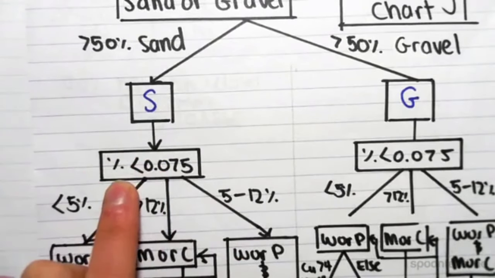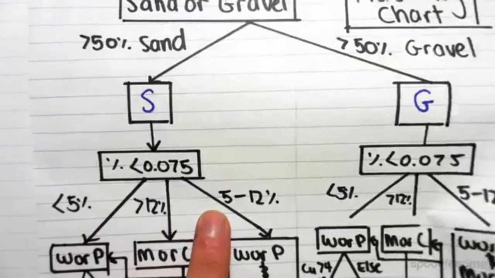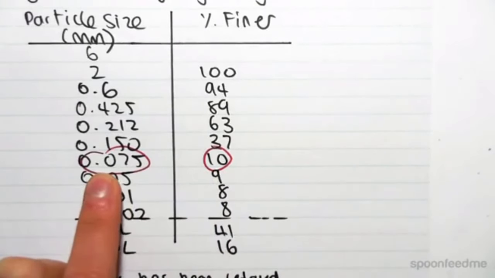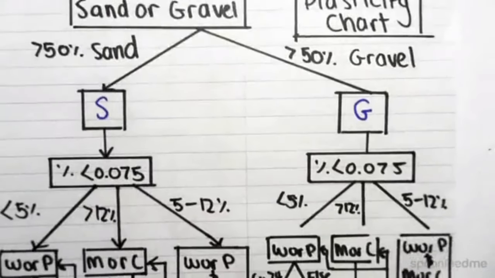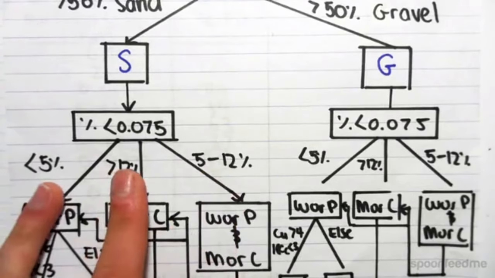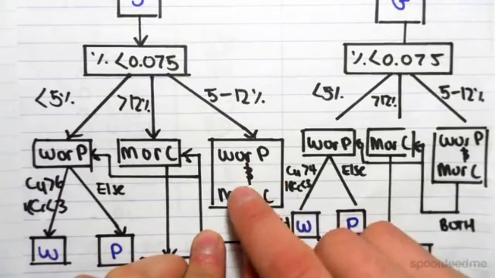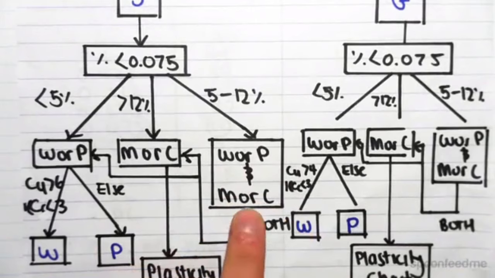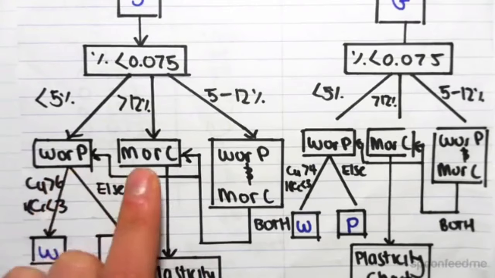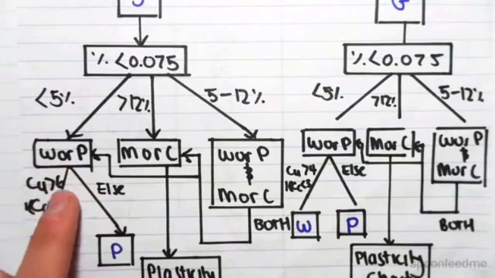Now, of the percent fines, the percent less than 0.075, how much do we have? If we come back to our table, we can see that we have 10% which has passed through 0.075, which means we're going to be coming down this branch, because 10% is between 5 and 12. Now this branch says it's W or P and M or C, and that tells us we need to do both of these cases. So we need to look at both this branch and this branch because our percent fines is between 5 and 12%. So let's first do these two branches.